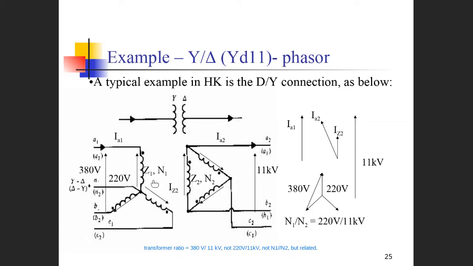So not N1 over N2, because one is the primary star phase, the other one is the secondary phase, the delta phase. But they're related. What's the relation? In practice, sometimes they give you the primary phase turn number and the secondary phase turn number. So the ratio of turn numbers is not always the transformation ratio. So pay attention to these wordings here, to make things clear.